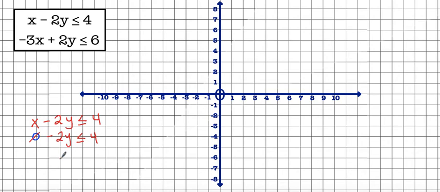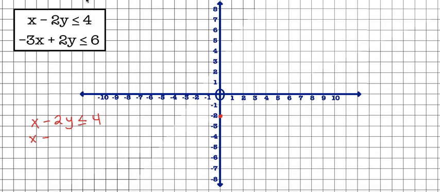So we end up with negative 2y is less than or equal to 4. In order to get y by itself, we have to divide both sides by negative 2. Negative 2 divided by negative 2 cancels out. So we're left with y is greater than or equal to negative 2. So our y-intercept is negative 2. All right, so we're going to do the same thing to get our x-intercept, but this time substitute our y for 0.